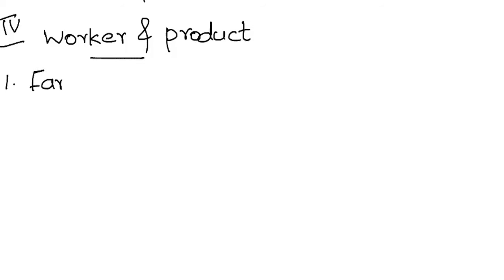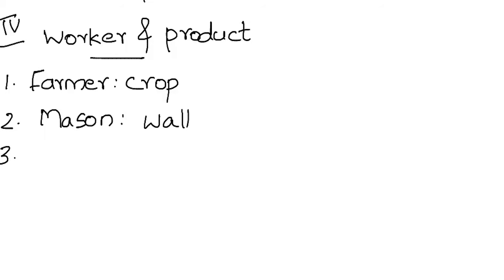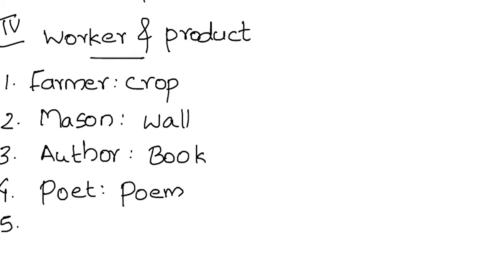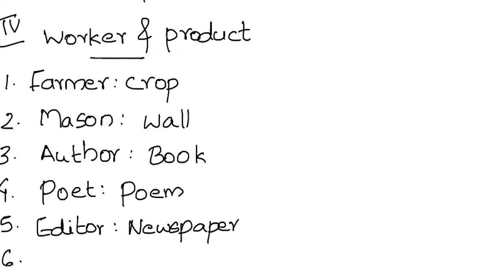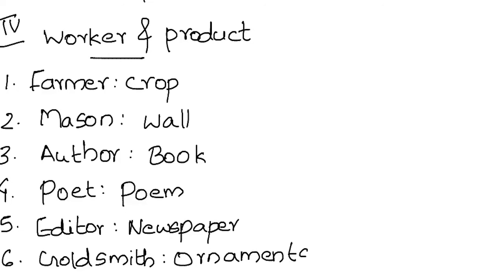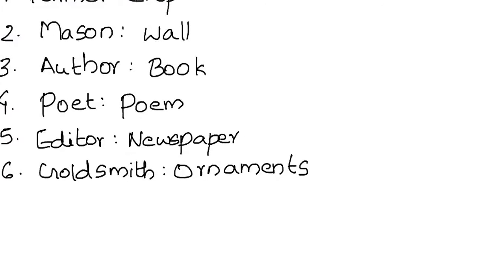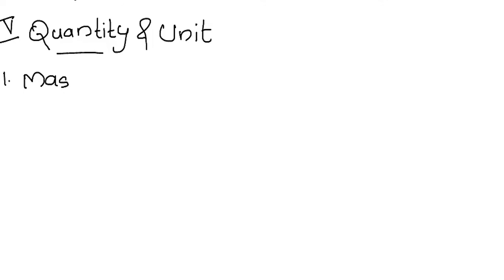Worker and product. Examples: farmer, crop. Mason, wall. Author, book. Poet, poem. Editor, newspaper. Goldsmith, ornaments.